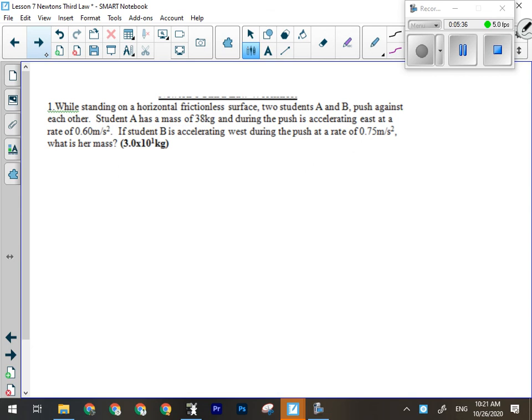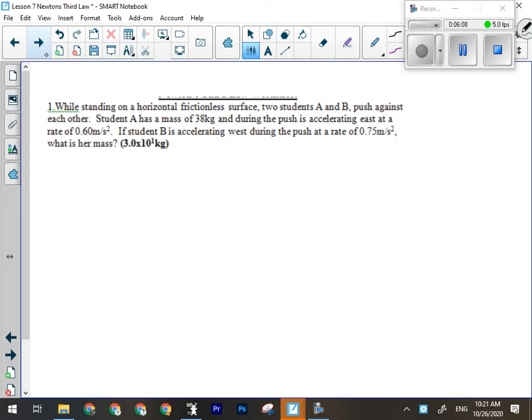Okay? While standing on a horizontal frictionless surface, let's say ice, two students, A and B, push against each other. Student A has a mass of 38 kilograms, and during the push, accelerates east at 0.6 meters per second squared. Student B is accelerating west during the push at a rate of 0.75 meters per second squared. We're looking for student B's mass.